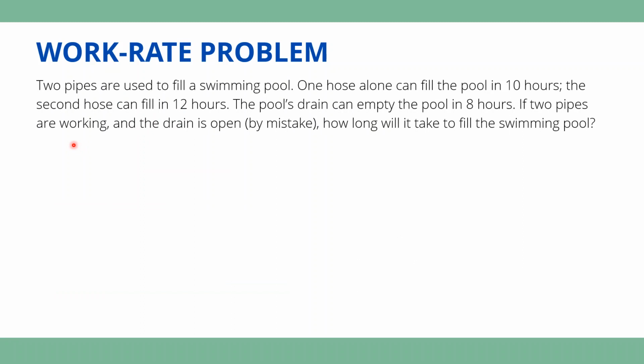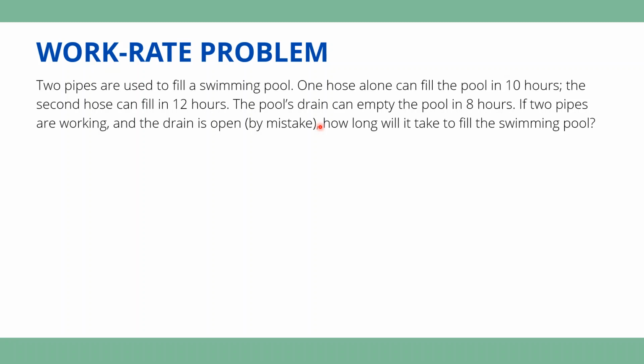For our last problem, we have 2 pipes used to fill a swimming pool. One host alone can fill the pool in 10 hours. The second host can fill it in 12 hours. The pool drain can empty the pool in 8 hours. If the 2 pipes are working and the drain is open by mistake, how long will it take to fill the swimming pool? So for this problem, we have 3 concerns, no?